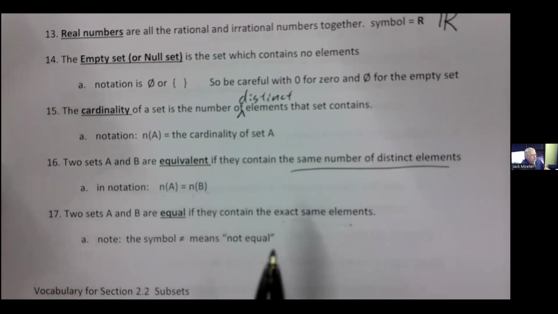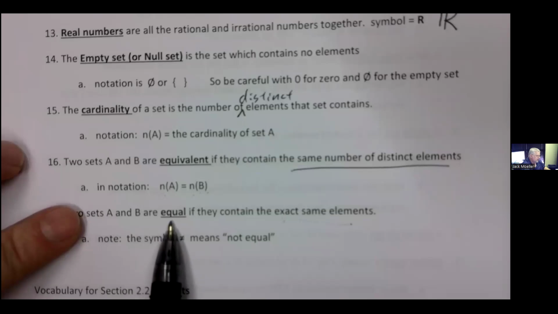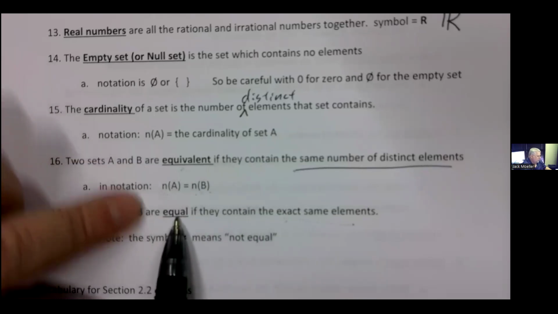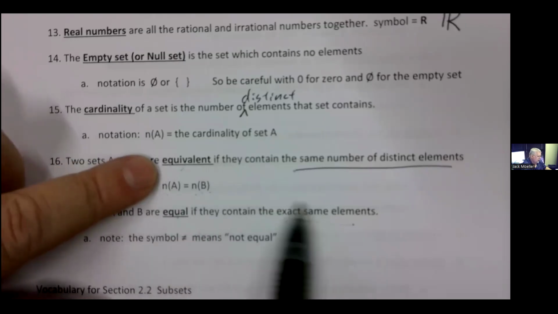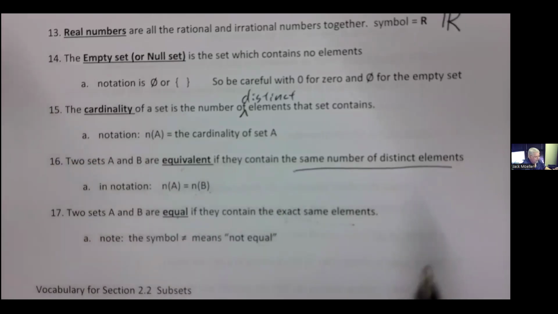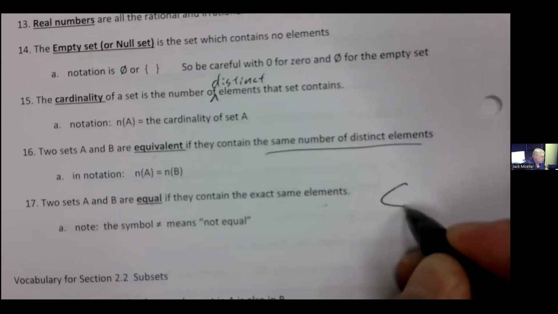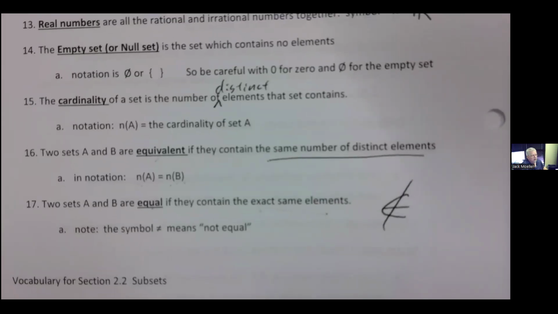So equivalent just means they're sort of related, because this one has 3 elements, this one has 3 elements, this one has 1,000 elements, this set has 1,000 elements. Equal is extra. And so, if they're equal, they're also equivalent. It's just they have the extra. And anytime we put a slash through something, that means not equal to, or earlier with the element symbol, if we say it's not an element, that's what the slash is for.